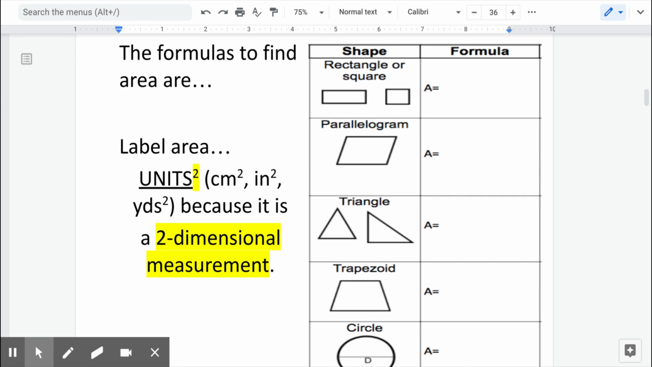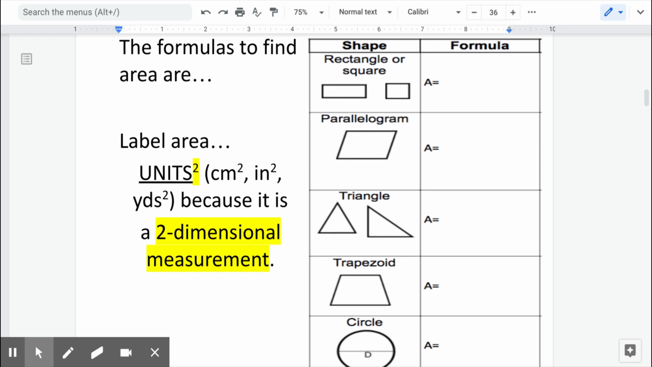This is your area handout with all of our formulas that we're going to be using today. Each shape has a different formula. If you have a rectangle or square, area equals base times height. So you take the base of the rectangle, multiply by the height. Parallelogram actually has the same formula. Area equals base times height.